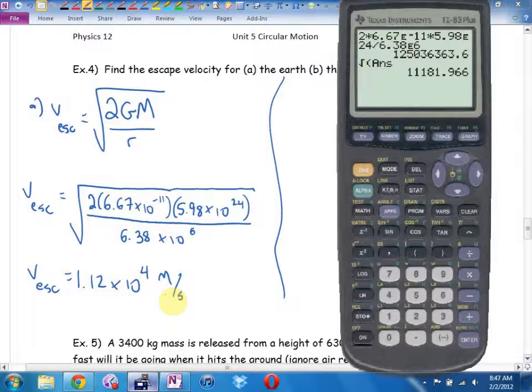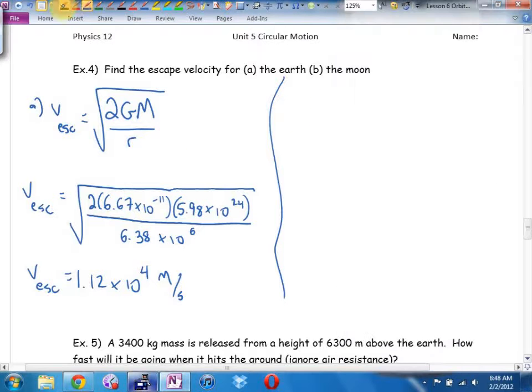Would you expect the escape velocity of the moon to be bigger or smaller or the same? Think about it. If you're not sure, look at the equation and ask yourself a little bit. Let's find out. Part B says, for the moon, well, it's still going to be the square root of 2 big G M over R. Again, not on your formula sheet, but easy enough to derive, I think. Now, it's going to be for the moon. These I don't have memorized, but you have them on your data sheet.